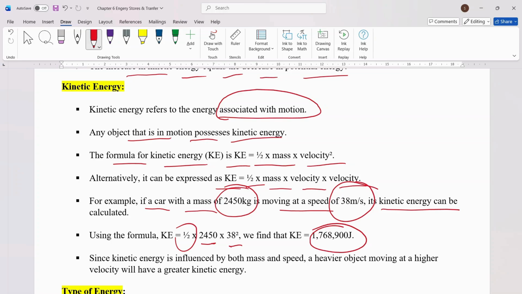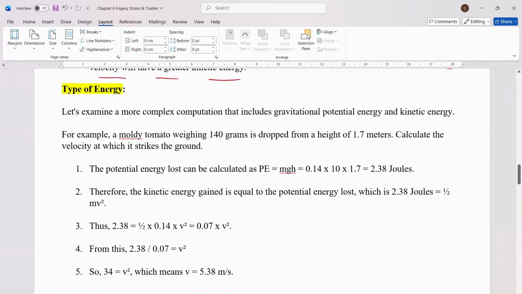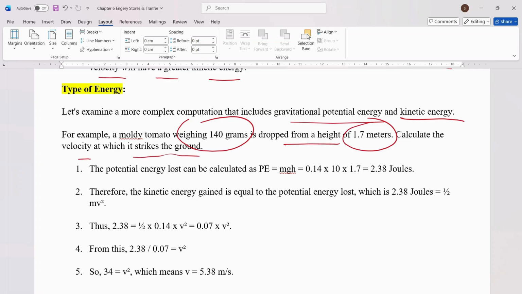Since kinetic energy is influenced by both mass and speed, a heavier object moving at a higher velocity will have greater kinetic energy. Let's examine a more complex computation that includes gravitational potential energy and kinetic energy. For example, a moldy tomato weighing 140 grams is dropped from a height of 1.7 meters. Calculate the velocity at which it strikes the ground.